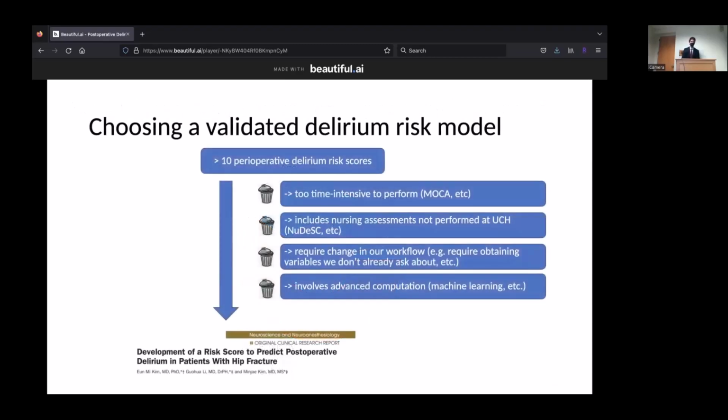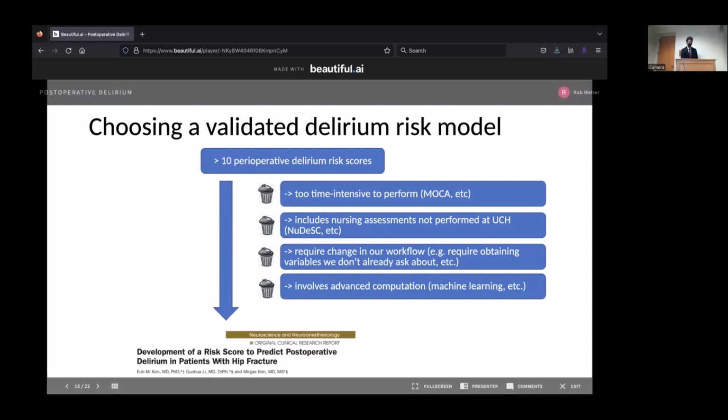So we searched the literature for a validated delirium risk model. There are many such models for perioperative delirium. We wanted one that was not too time intensive to perform. As a QI project, one of our goals is to maximize adoption of this QI measure, so we wanted to avoid increasing attending time and workflow more than it already was, and not require a change in the attending's workflow by obtaining additional variables. We didn't want long assessments such as the MOCA, and nothing that involves advanced computation.